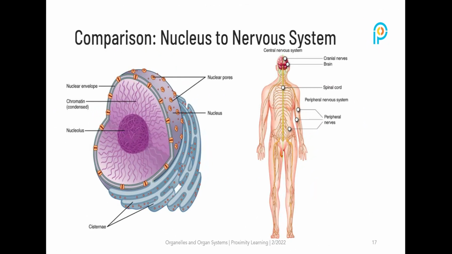And here you have the nucleus compared to the nervous system. And you can see our nervous system, it just runs all throughout our body. We wouldn't be able to feel anything without it. The nucleus controls that cell.